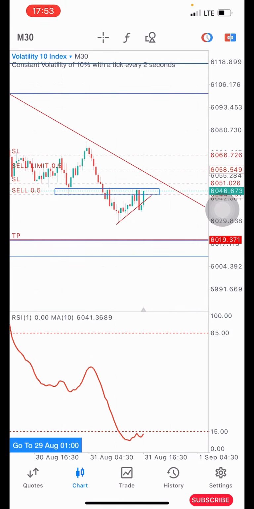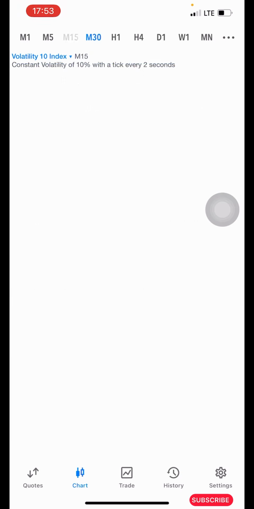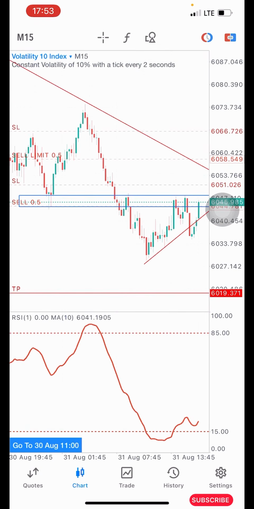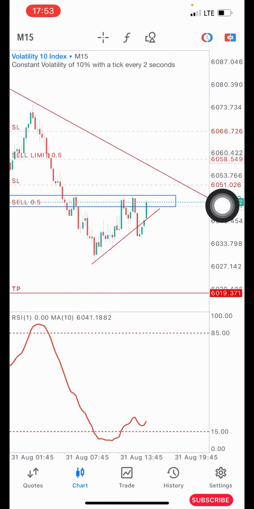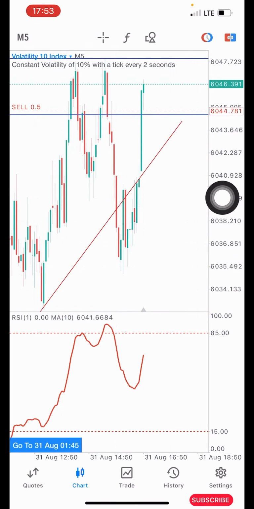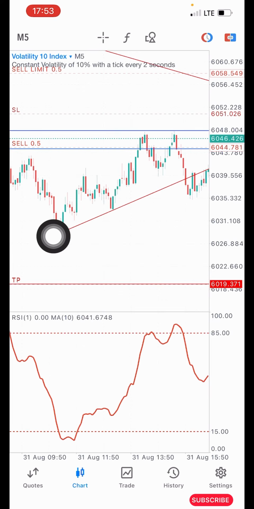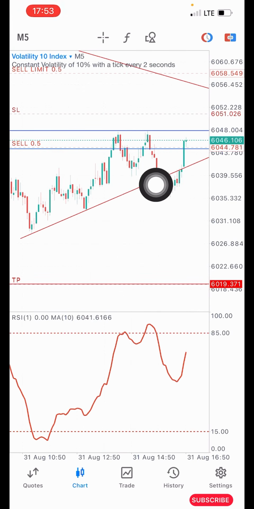On the 30-minute time frame, that is where I draw this zone. I draw the zone here indicating our resistance zone. Now I step down to the 5-minute time frame again, and then I marked this area here. Now this is what this is helping me to do.